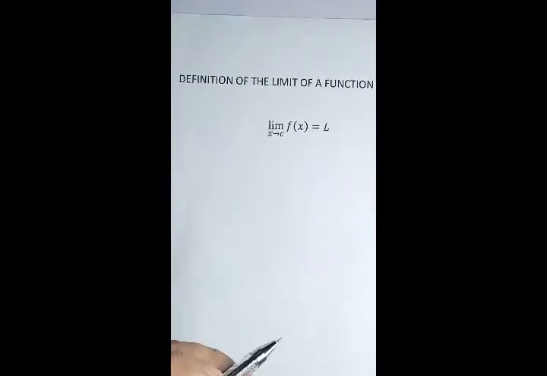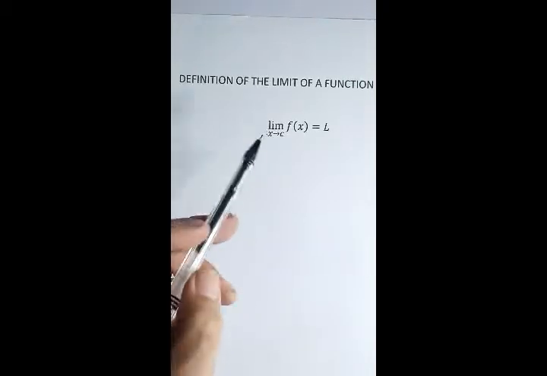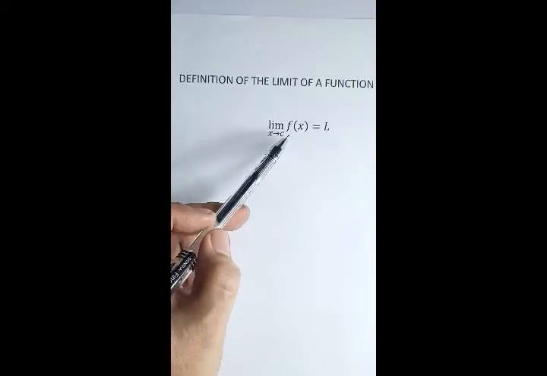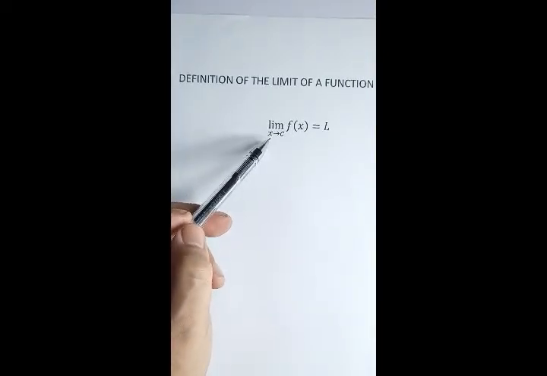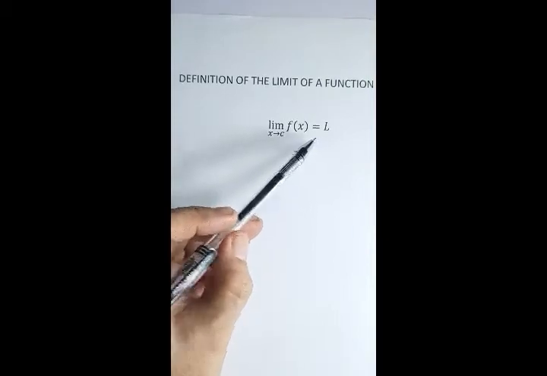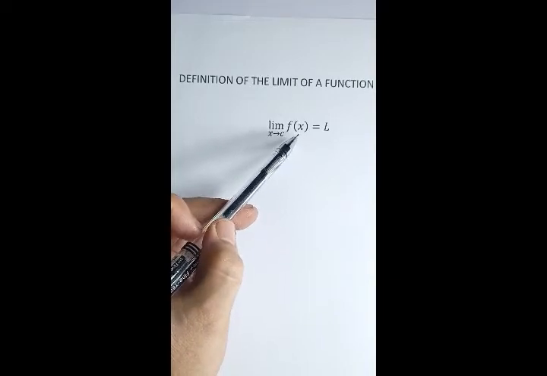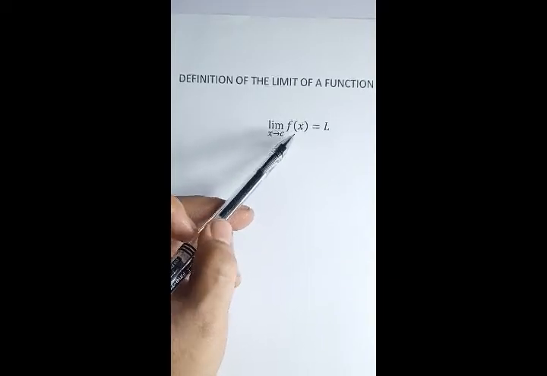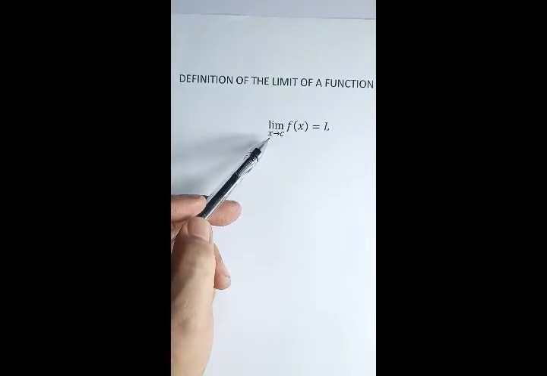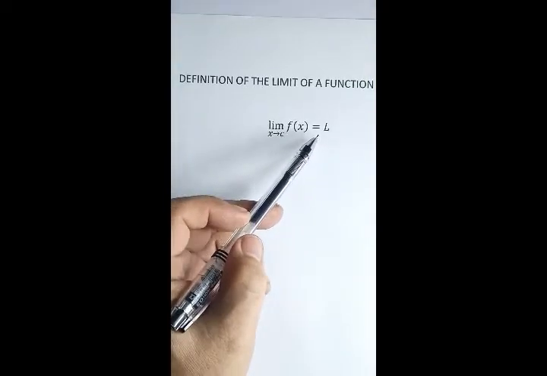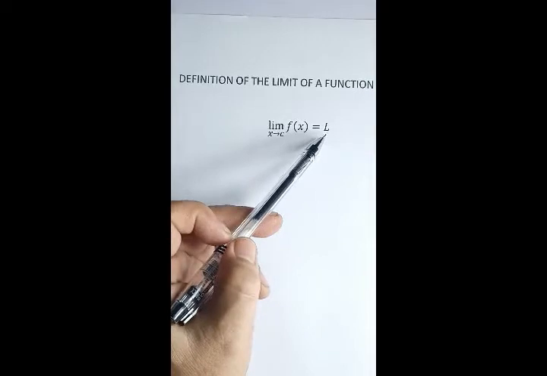Okay, first we'll have the definition of a limit of a function. So we have this abbreviation. This is read as the limit of the function of x as x approaches c is equal to L. So we're given the function f(x) of a single variable x, and this x approaches a value c. And as this x approaches c, we look for the value of L, which is the limit.